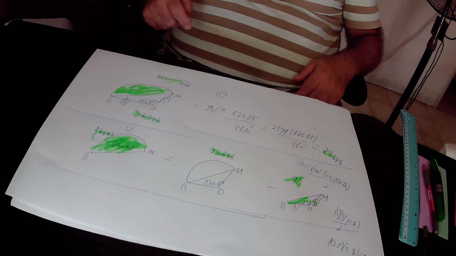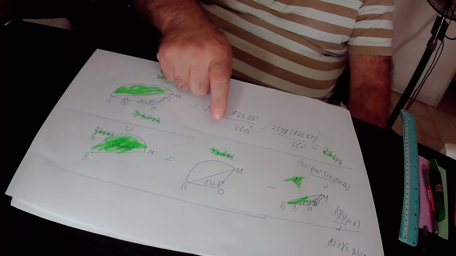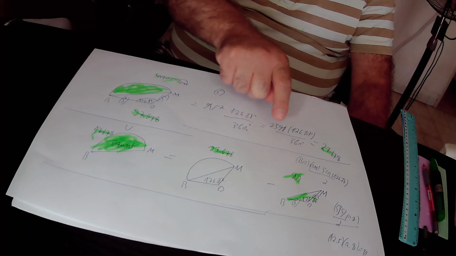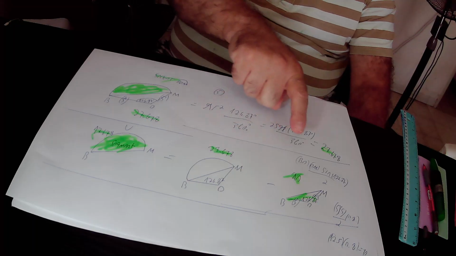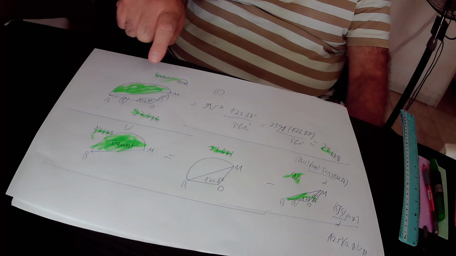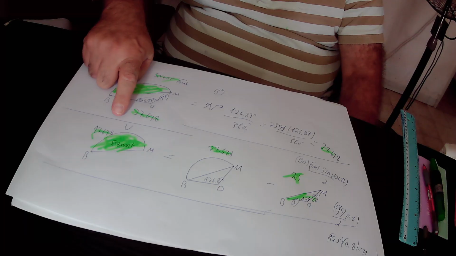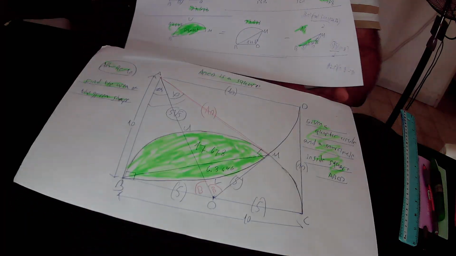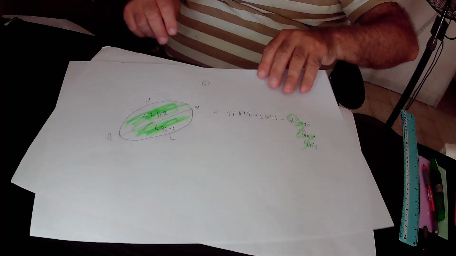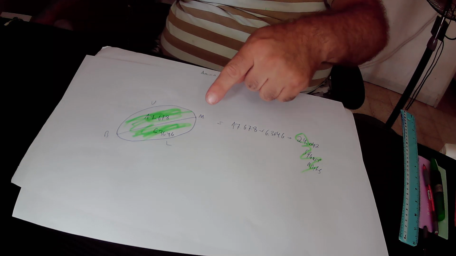In total, the area of the upper segment BOM equals the area of sector BOM, that is 27.678, minus the area of triangle BOM, that is 10. 27.678 minus 10 is 17.678 square meters in size. So in total, we should find out that the area of the upper segment BUM equals 17.678 square meters in size.